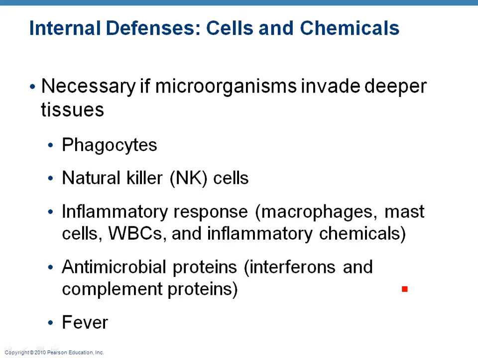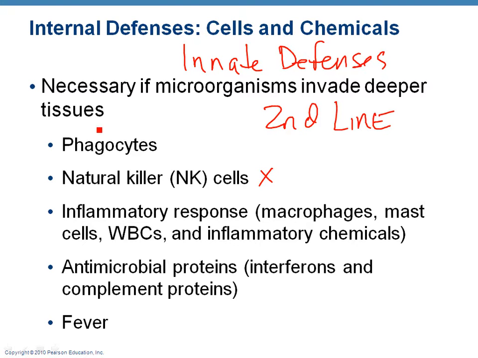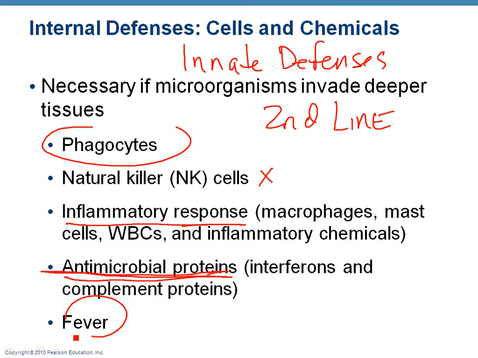Alrighty, so a little bit more. I think I've covered most of this already. Natural killer cells, you'll hear about that when you take microbiology. Again, these are all part of the innate defenses, the second line. You have some phagocytes, the inflammatory response, we're going to talk about that. There are some antimicrobial proteins, which are essentially kind of like antibiotics that your immune system produces to help combat invading microbes. And then that process of fever.